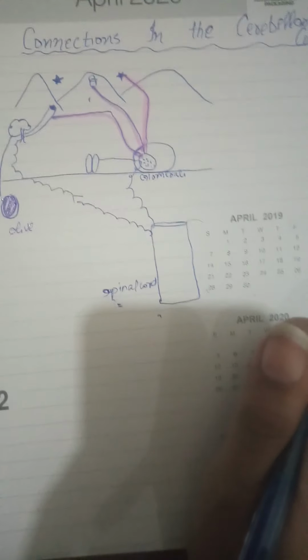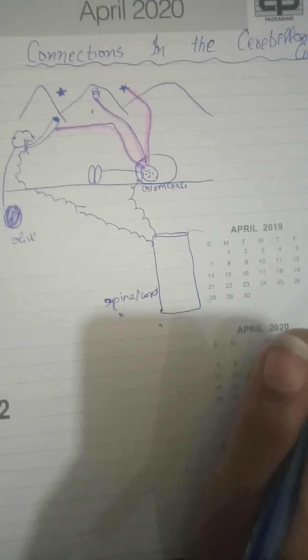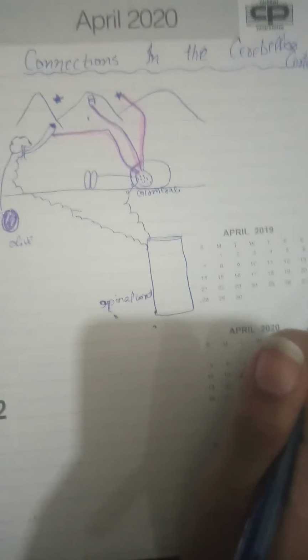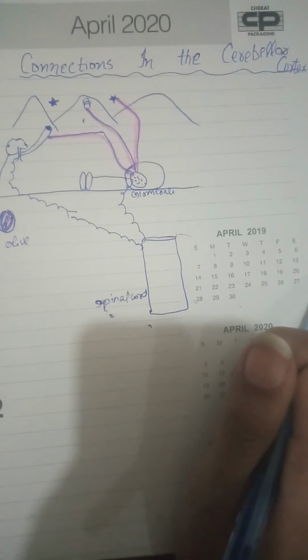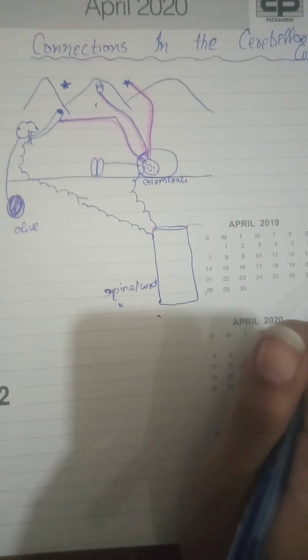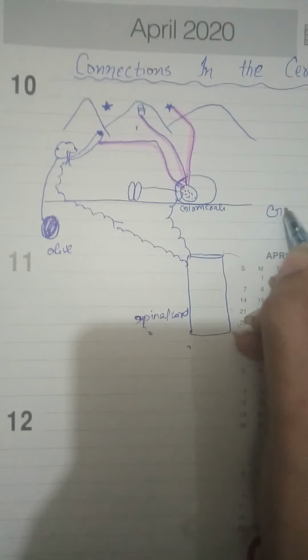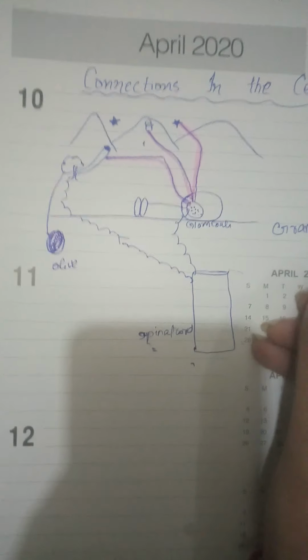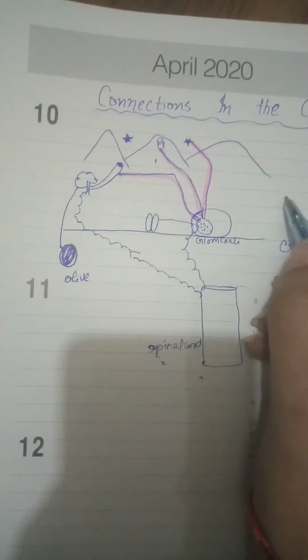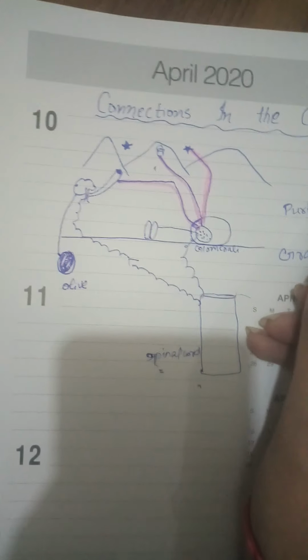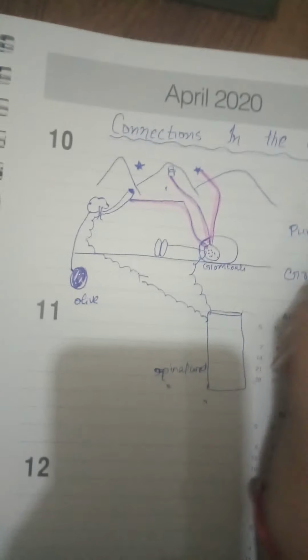So today we are going to talk about the cerebellum and the connections in the cerebellar cortex. I have a story in my mind which I use to remember the connections in the cerebellar cortex. We have three layers of the cerebellar cortex. The first one is the granular layer. The second one is the Purkinje layer. And the third one is the molecular layer.